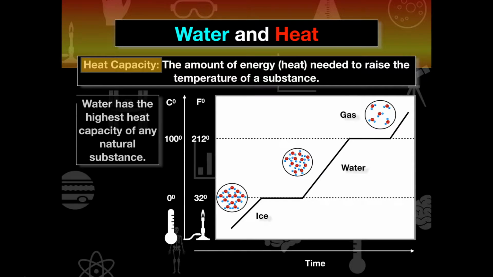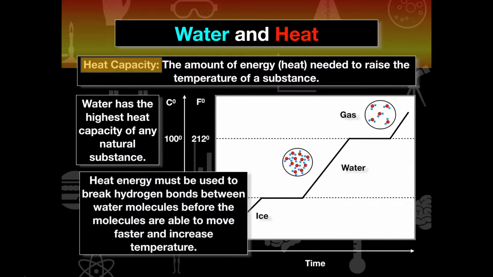So water has the highest heat capacity of any natural substance. That's the amount of energy needed to raise the temperature of the substance, or the amount of energy needed to get it to go through a phase change. So if we want water to go from ice to a liquid, from a solid to a liquid here, we have to put in an incredible amount of energy compared to other substances on the planet. Same thing if we want to go from liquid water to gaseous water vapor.